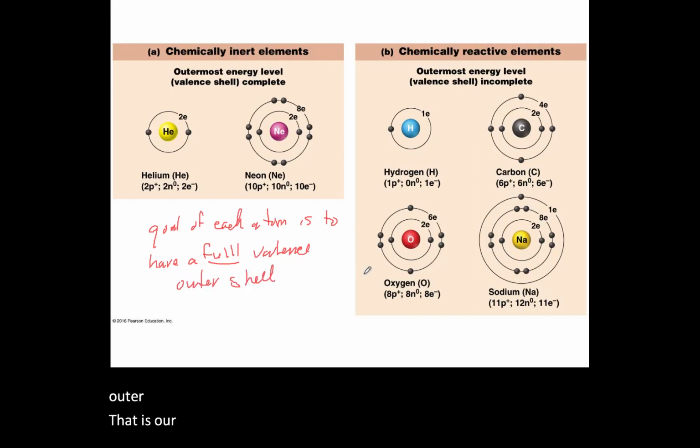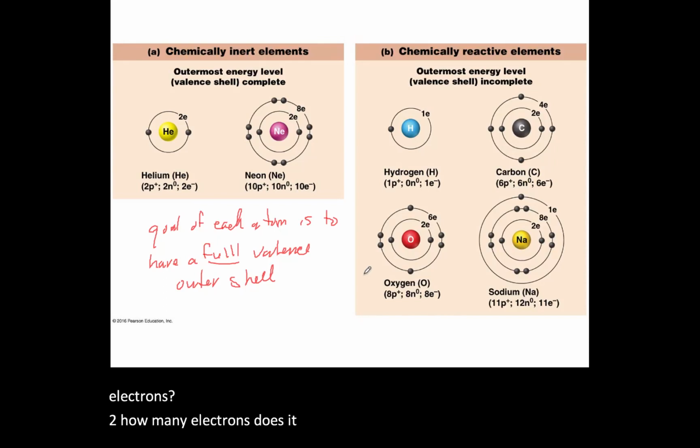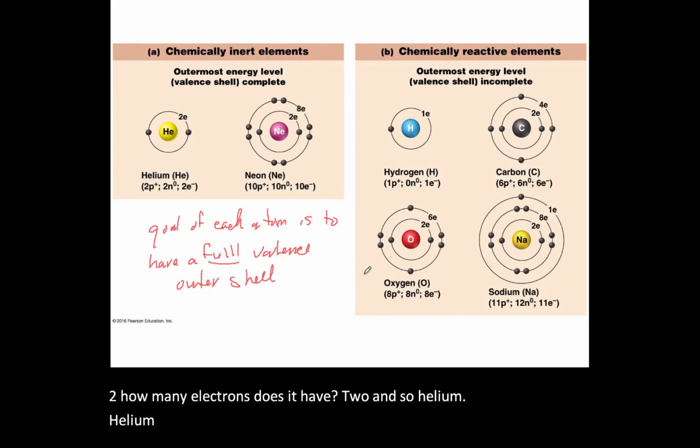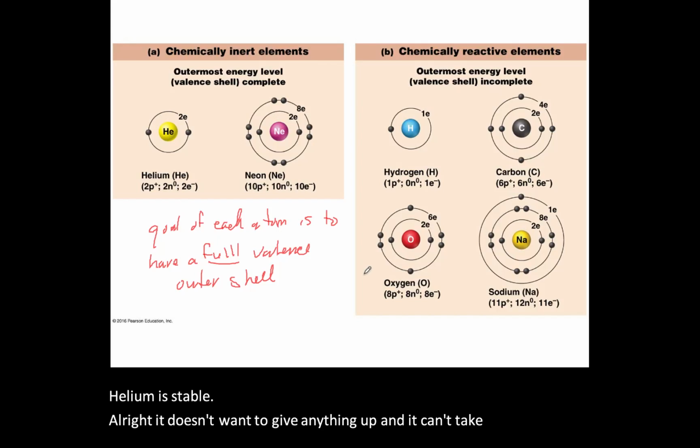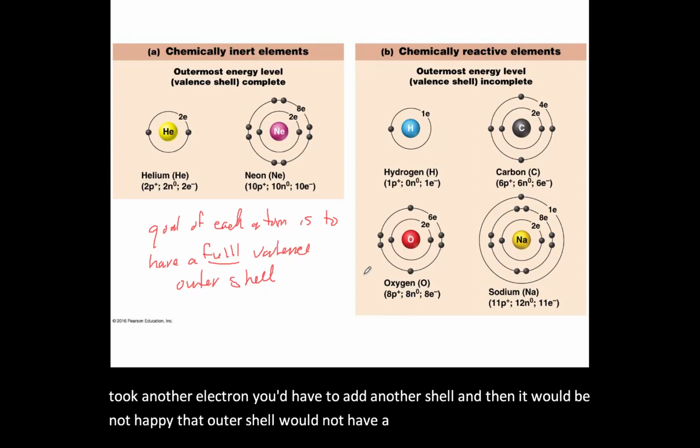So if we look at helium, helium has one shell, one energy shell, and that first energy shell can hold how many electrons? 2. How many electrons does it have? 2. And so helium is stable. It doesn't want to give anything up, and it can't take anything. If it took another electron, you'd have to add another shell, and then it would be not happy. That outer shell would not have a full valence count.